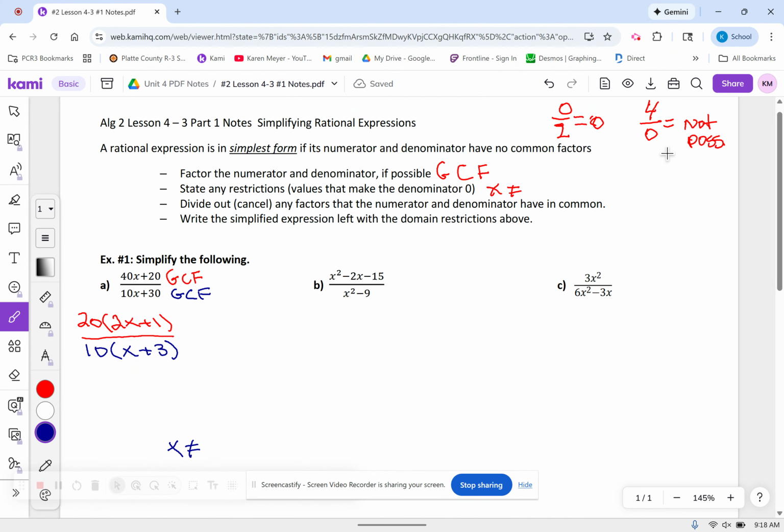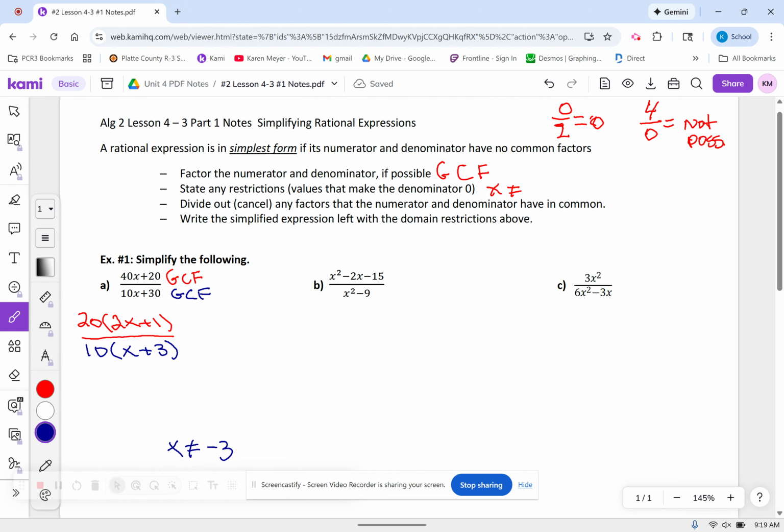If you look at the bottom, the part that contains x is the parentheses that has x plus 3. So you're thinking, what number could I plug in for x that if I add 3 to it, would make it equal 0? If you can do that in your head, great, wonderful. You could say, oh, I know, -3 plus 3 makes 0. So my restriction is -3.